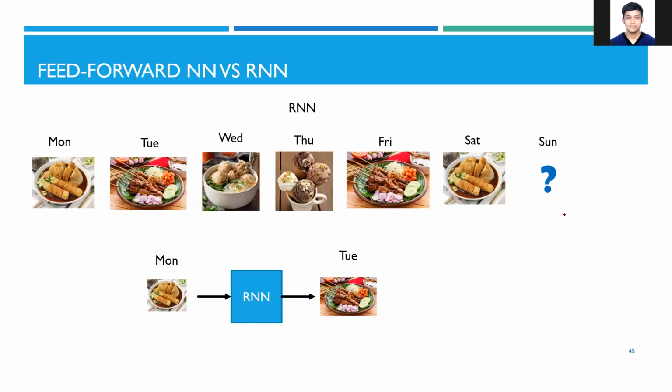But for RNN, the recurrent neural network, we are going to guess what Dr. Yogi will eat depending on what he ate before. So for example, sorry, this is all Indonesian food. I forgot to change to international food. Let's say on Monday, he will eat fish cake. Tuesday, he will eat some grilled meat. Wednesday, he will eat soup. Thursday, ice cream.